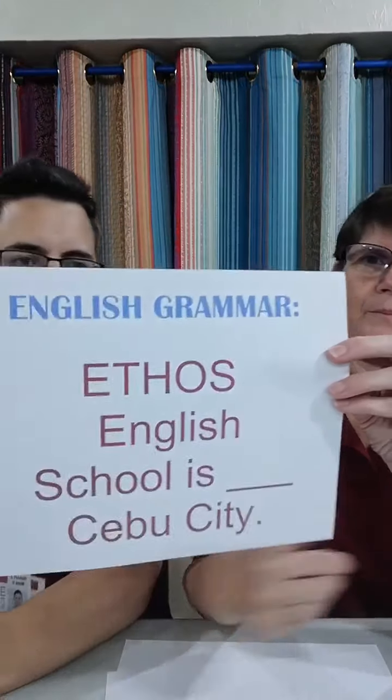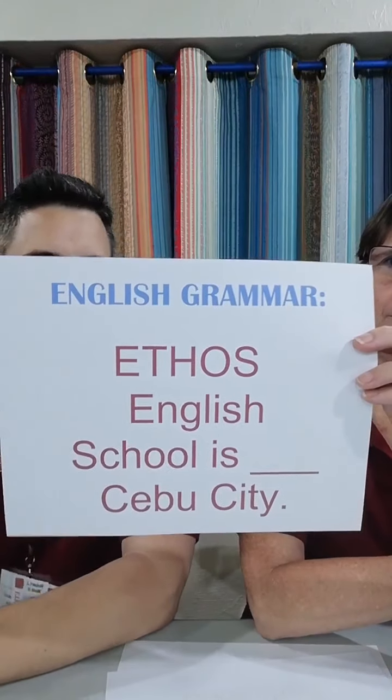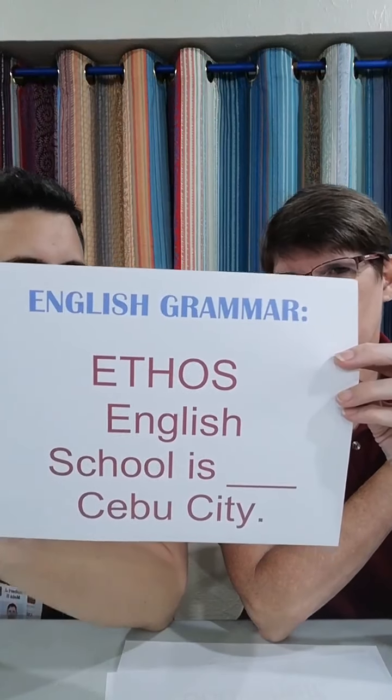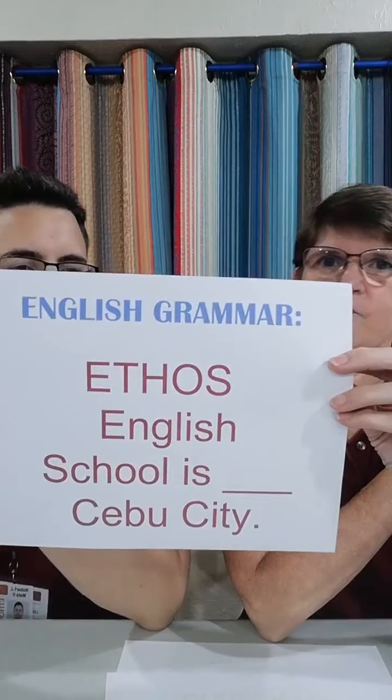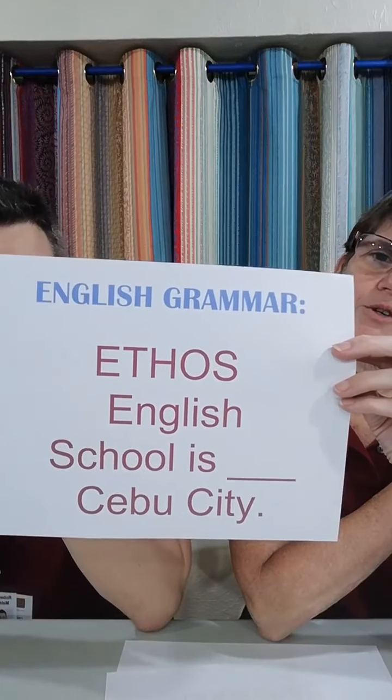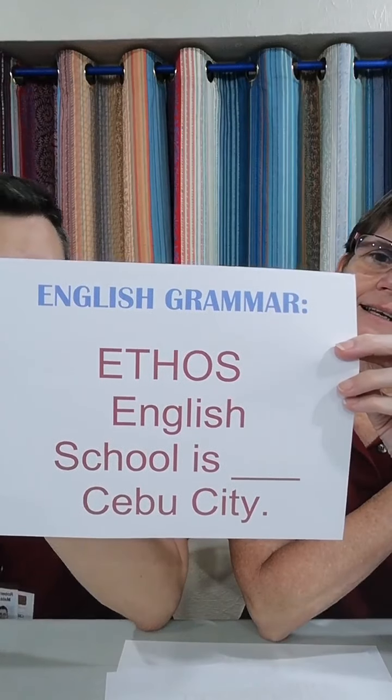Okay, here's a good one. Ethos English School is at Cebu City, in Cebu City, on Cebu City. All right. So again, in, on, or at. Put your guess on the line.